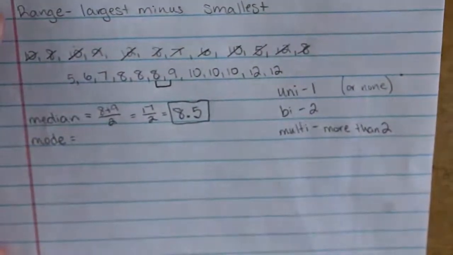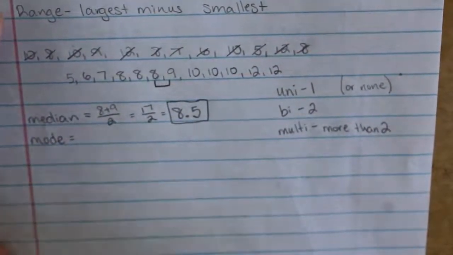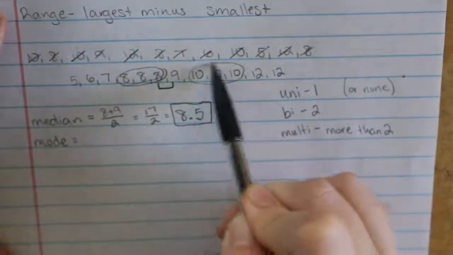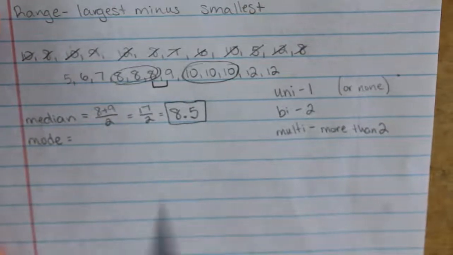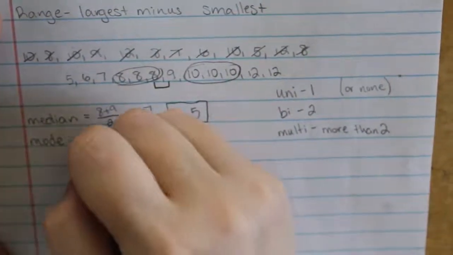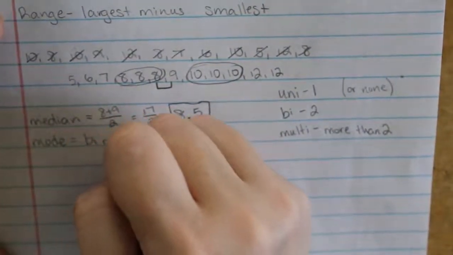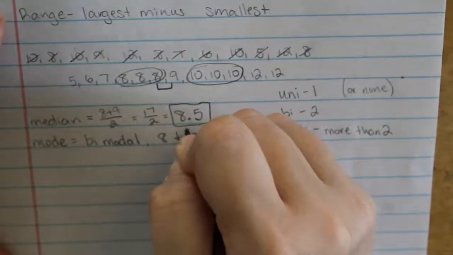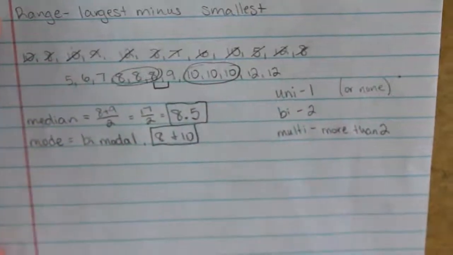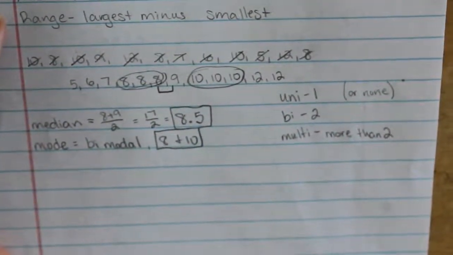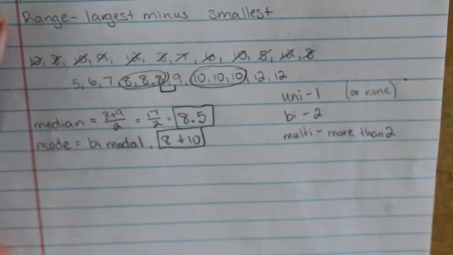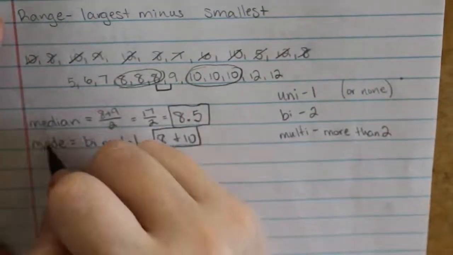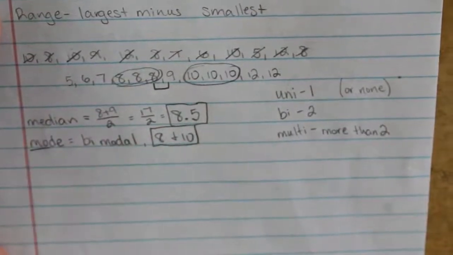Okay, so what I need to do, now that I have it nice and ordered, is go look at the ones that I have repeated the most often. So I've got 3 8s, and I've got 3 10s. They are both repeated 3 times each, which means it's bimodal, and my mode is 8 and 10. So I happen to have 2 modes here. Had 8 been repeated one more time, I would only have 1 mode, because remember, we're looking for the one that is repeated the most often, okay? So it's the most often.